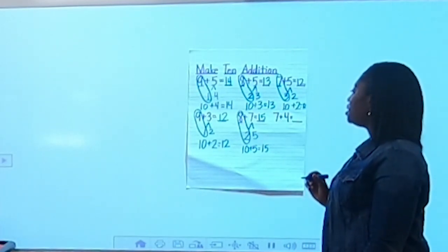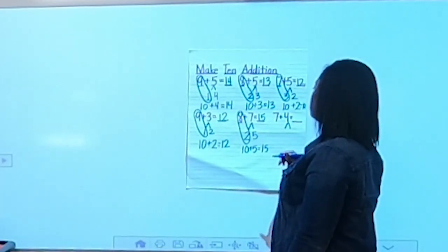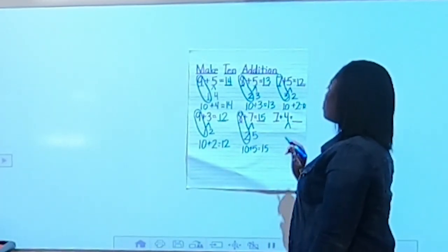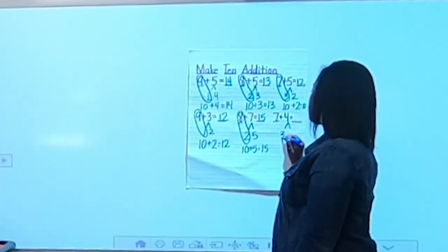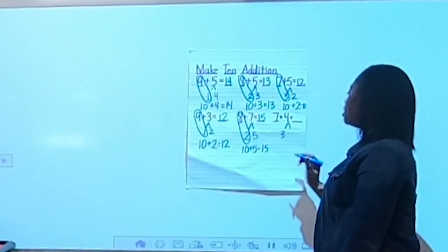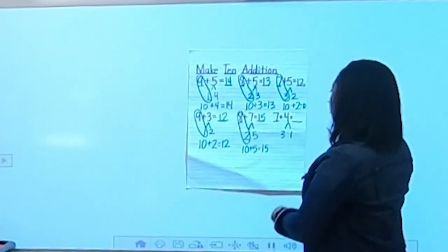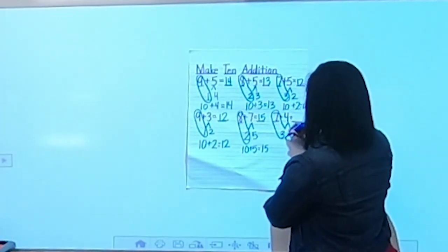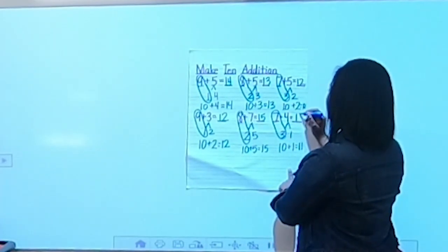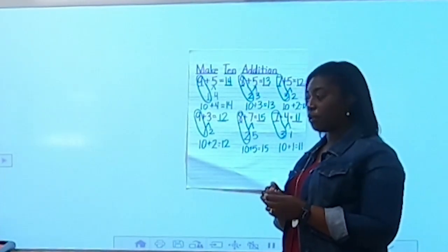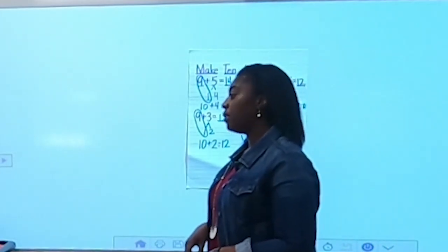And our last one, we have 7 plus 4. We're going to break apart our 4. Using 7, we need to make a partner of 10. 7 and 3 makes 10. 3 and 1 makes 4. We're going to group the 7 and 3 that made our 10, plus 1 equals 11. Therefore, 7 plus 4 is also 11. Great job. Let's keep going.